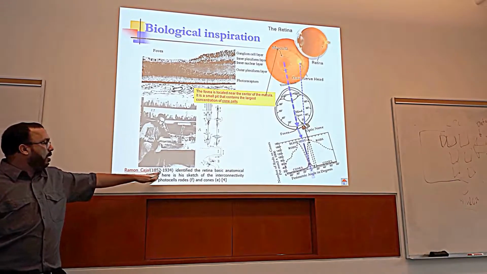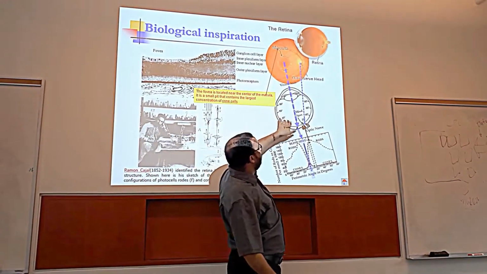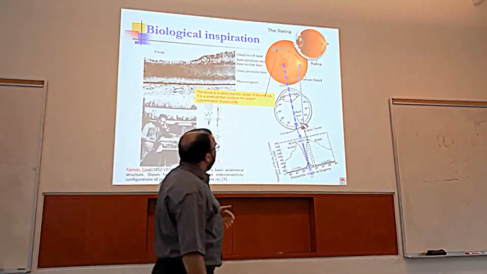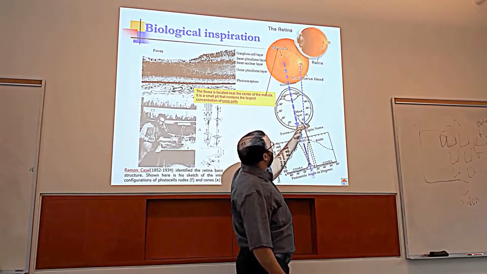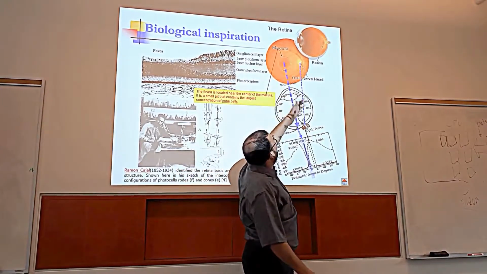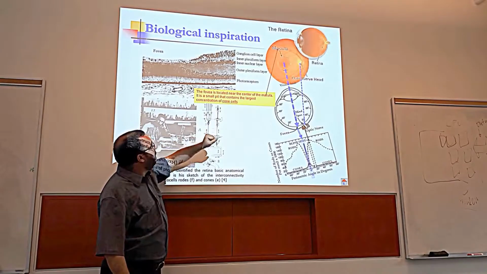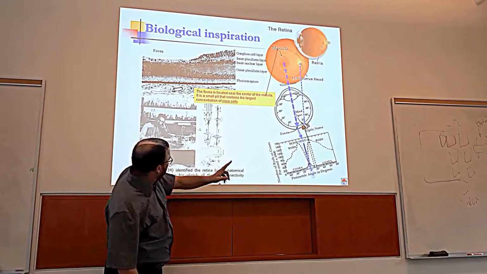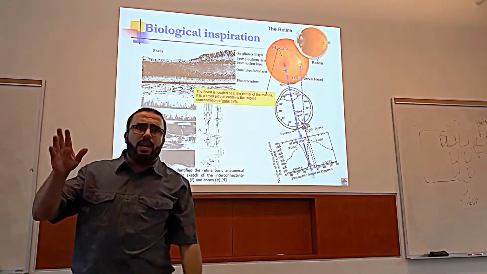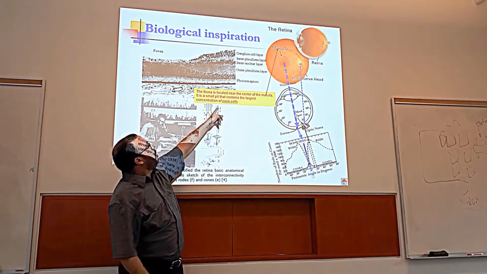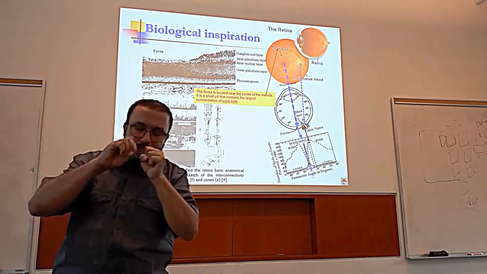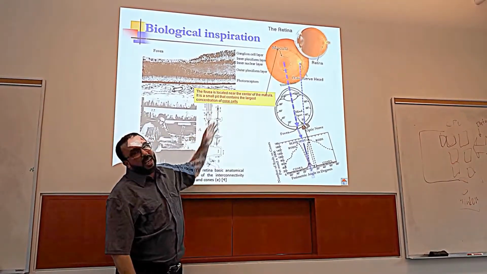Ramon Cajal, long ago, opened the retina and tried to understand how we acquire the image. He looked at the distribution of photocells across the optical axis. First of all, in the retina we have 2 types of photocells: the cones and the rods. The cones are color sensitive, they can distinguish between colors, but the rods are color blind.